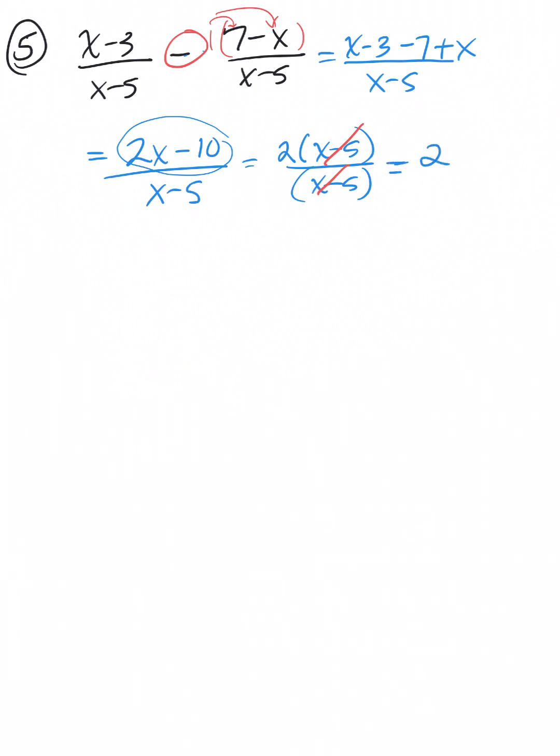Now let's look back and see what kind of restrictions we may have. Well, the only restriction is with this denominator, x minus 5. So that would mean that x cannot equal a positive 5. All right, so I don't have to put that 2 over 1 because it's over 1. It doesn't change the value.